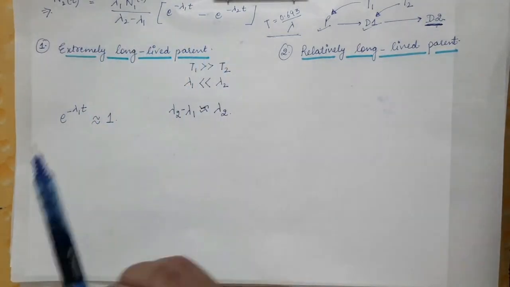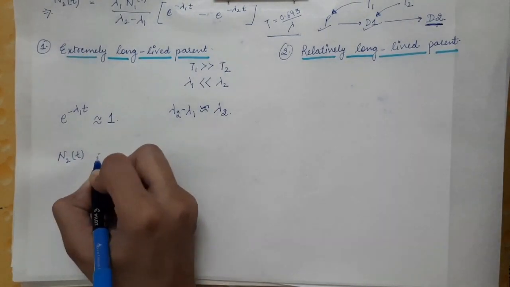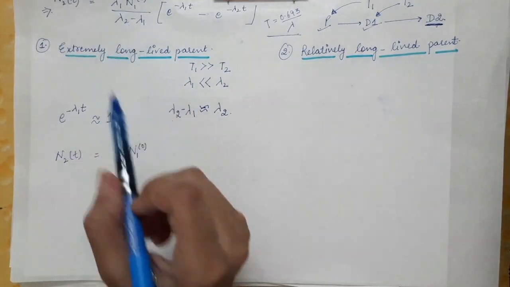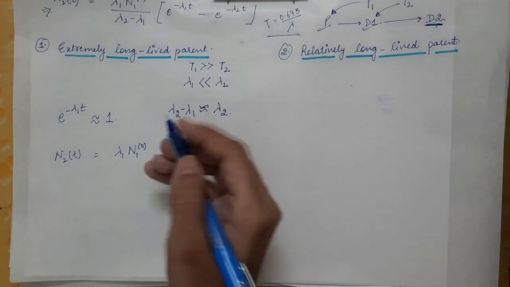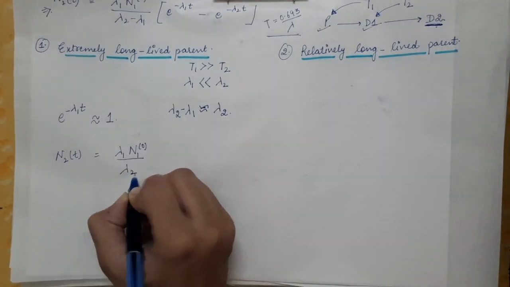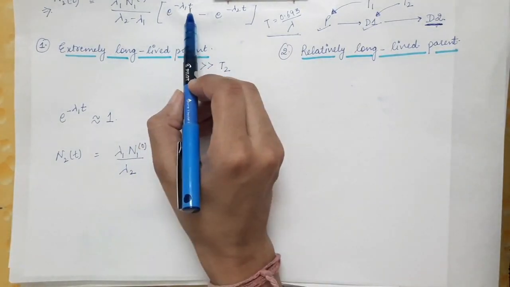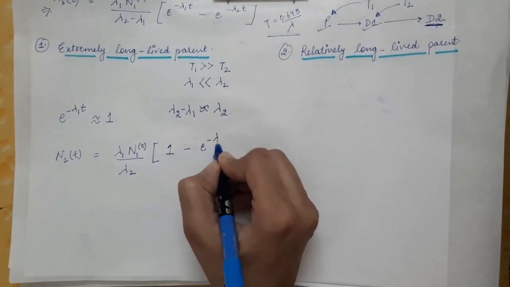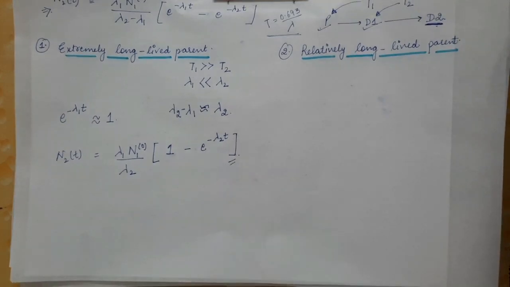So what will the equation be in that case? N2(t) will be equal to λ1 into N10, which remains as it is, and in the denominator we have λ2 minus λ1, which is approximately equal to λ2. In the brackets, this approaches 1, so it will be 1 minus e^(−λ2 t). So this is the form of the equation when we have an extremely long lived parent.